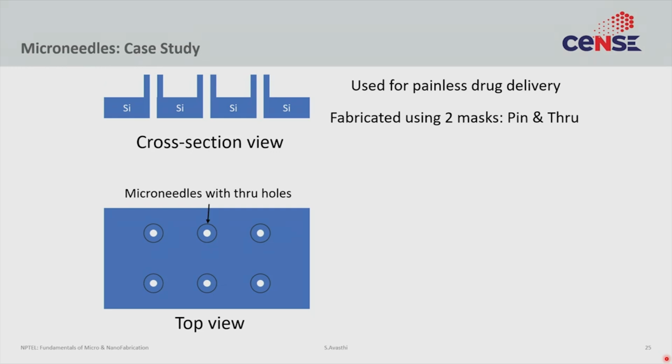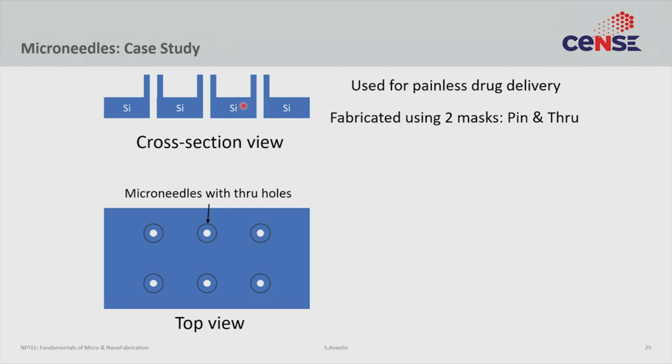So let's not go into the biological details. What we are interested in making is a cross section that looks something like this. If you're looking from the side, what you have is a silicon wafer with several holes in it. And on the top, there are these hollow cylindrical needles, right? So this is the top view, this is the cross section view, and these are the ones that are actually impaling your skin when you're trying to do an injection. So this is the idea of a microneedle.